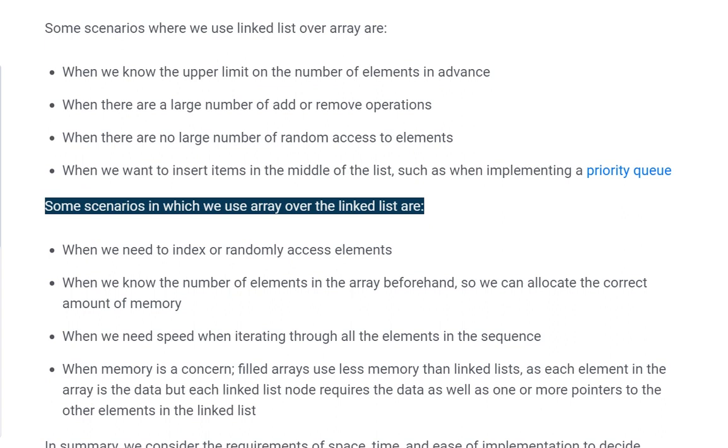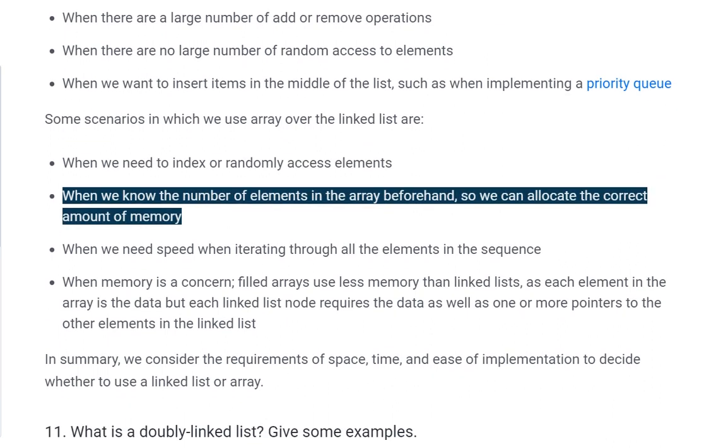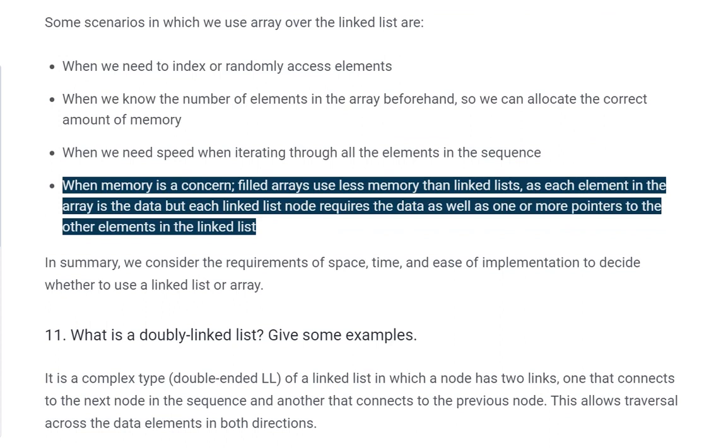Some scenarios in which we use array over the linked list are when we need to index or randomly access elements, when we know the number of elements in the array beforehand, so we can allocate the correct amount of memory, when we need speed when iterating through all the elements in the sequence. When memory is a concern, filled arrays use less memory than linked lists, as each element in the array is the data, but each linked list node requires the data as well as one or more pointers to the other elements in the linked list.